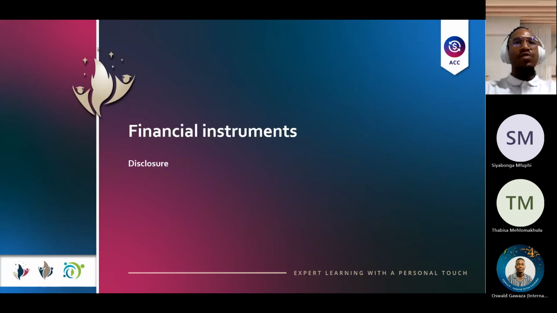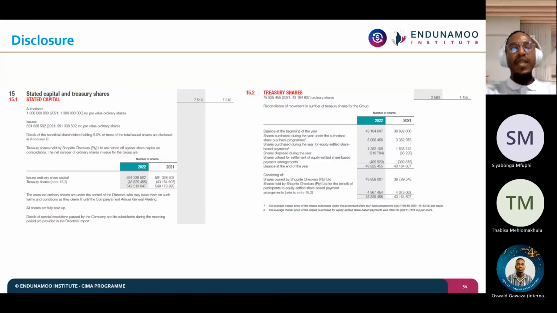Now coming to the disclosure of financial instruments. The disclosures are found in the notes to the financial statements. For each and every category of financial instrument, be it a financial asset, financial liability, or an equity instrument, you will have note disclosures. For demonstration purposes, we've included the disclosure for the same set of financial instruments pertaining to Shoprite. We've included note disclosures for stated capital, as well as for treasury shares.